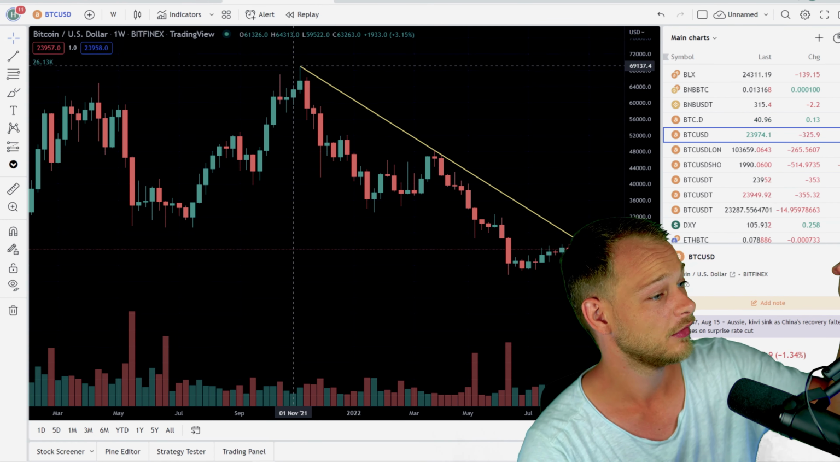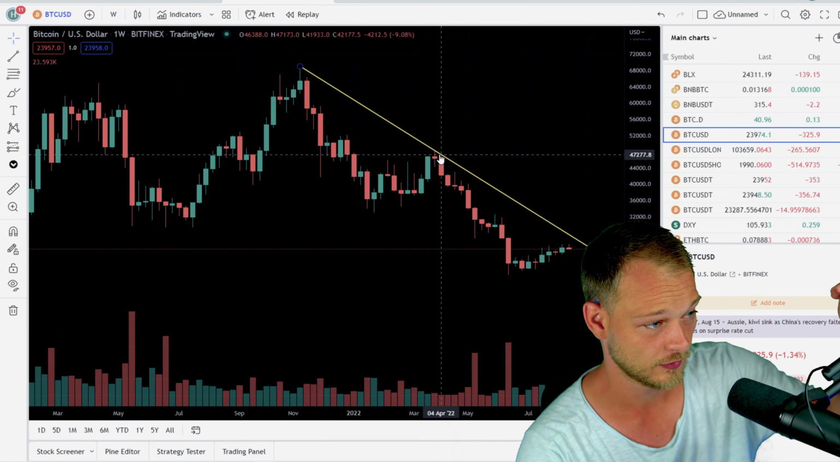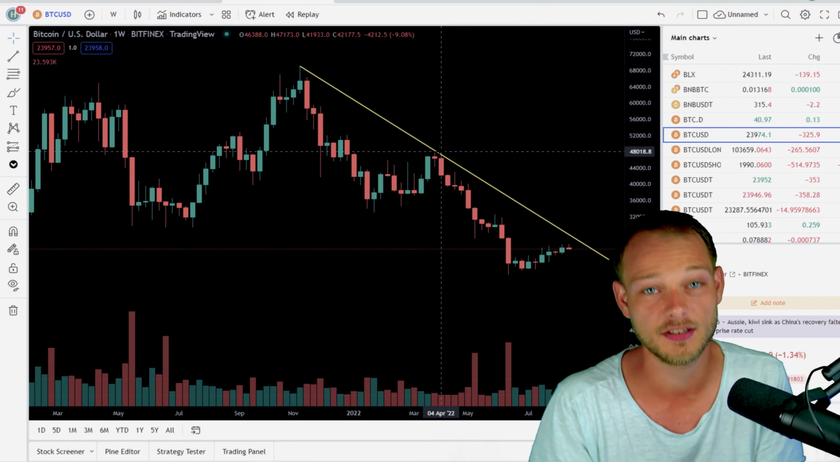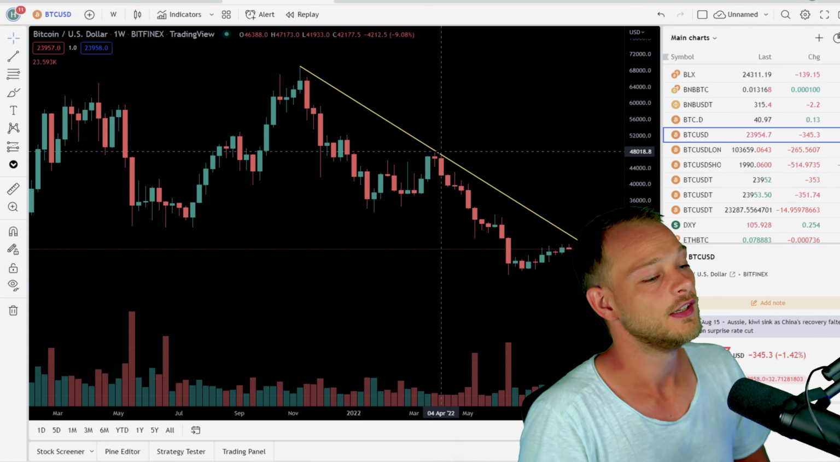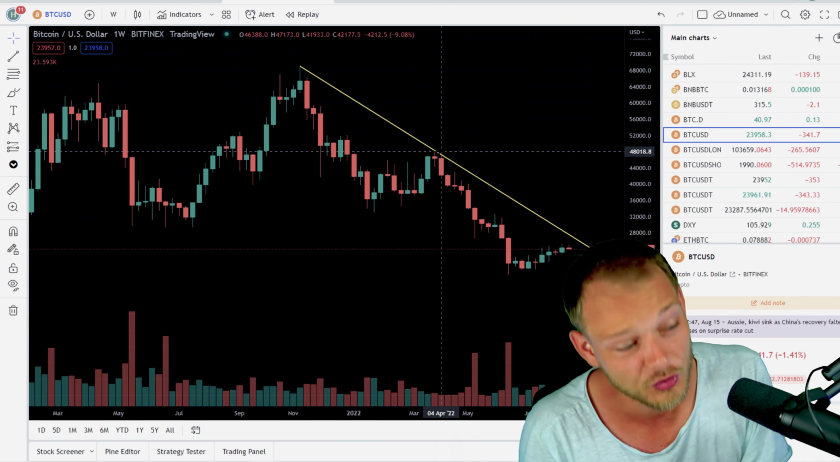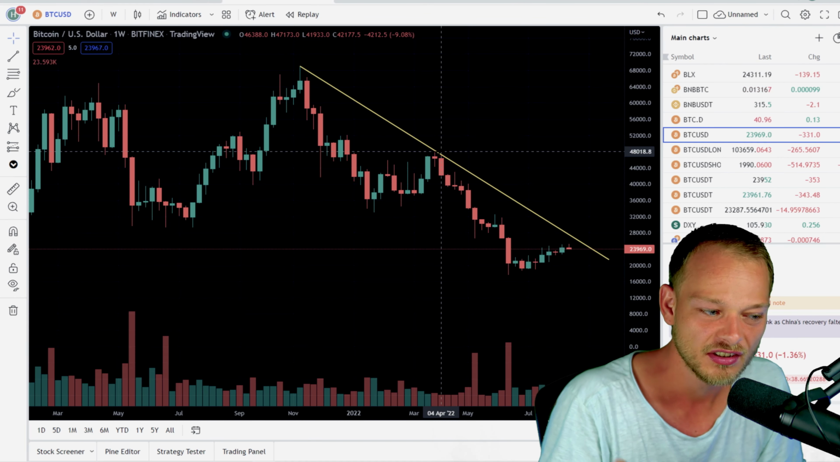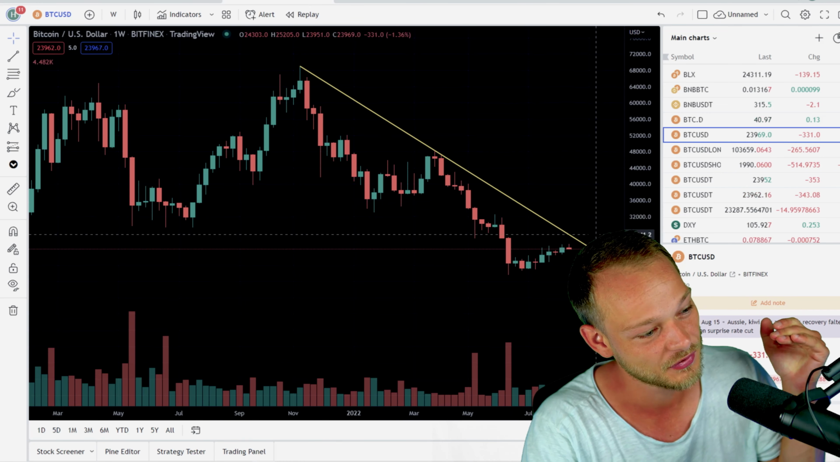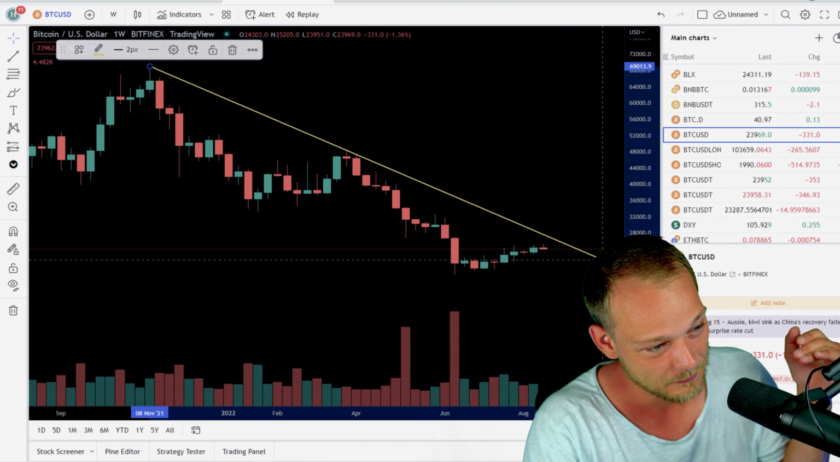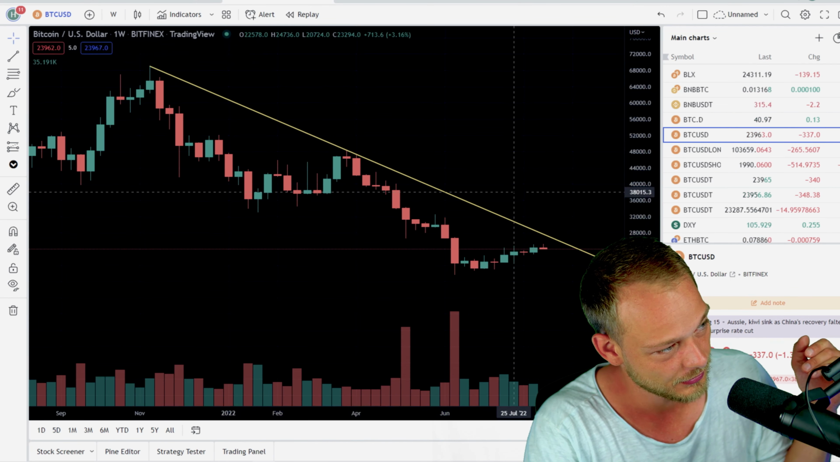So touch 1, cool, touch 2, cool, touch 3. Cool. So that's kind of the trend line that we are in right now. So we are approaching, it takes a couple of weeks, but we are approaching this trend line again, right? Because let me draw it a little further here.